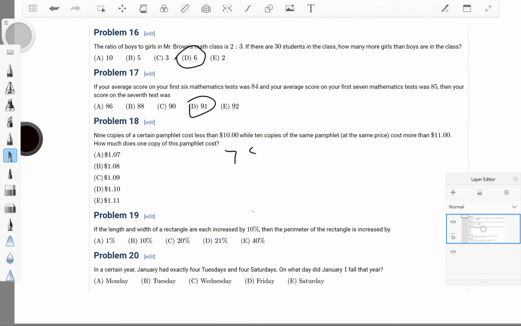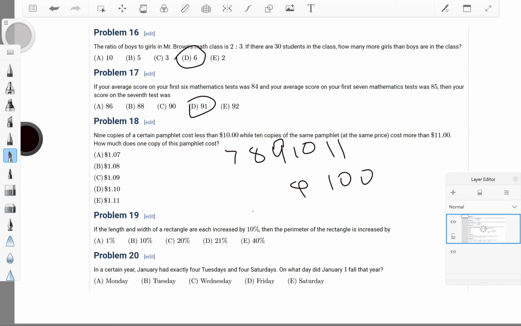So you have 7, 8, 9, 10, 11, right? And we need to know which one, when you multiply by 9, you're going to get less than 100. And which one, when you multiply by 10, you're going to get more than 100. Is that right? I believe so. No, 100. You get more than 100. Right? And this is quite obvious.